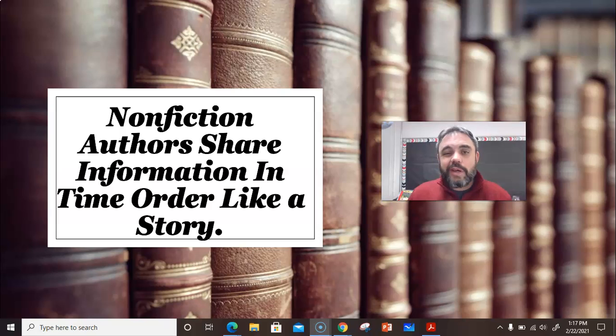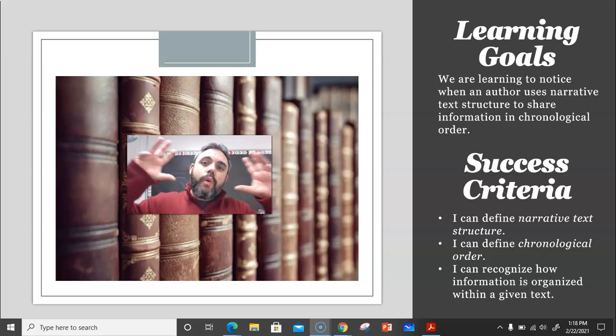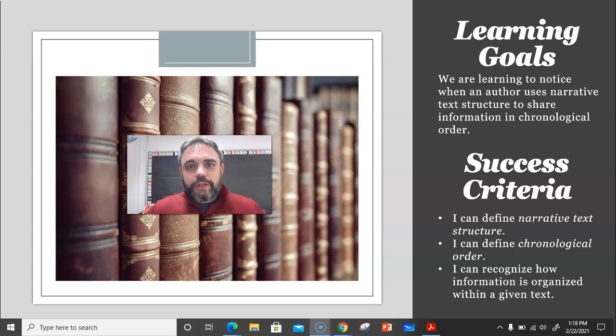a story. All right. So, as always, let's dive into our learning goals and success criteria and then really take a deeper dive into today's lesson. As always, we have some learning goals, success criteria. Today, guys, we are learning to notice when an author uses narrative text structure to share information in chronological order. Oh, whoa, those are some big old giant words, some big old academic words. So we're going to have to break them down a little bit.